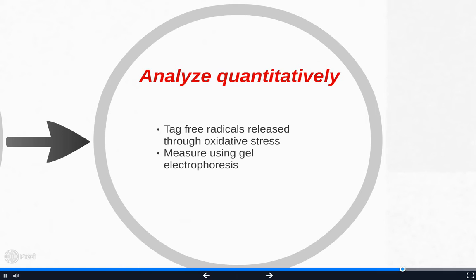Ideally, we will also have time to collect more quantitative data from sacrificed zebrafish by measuring the amounts of free radicals released due to oxidative stress caused by Parkinson's in zebrafish, using gel electrophoresis.